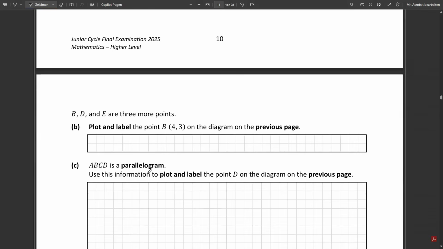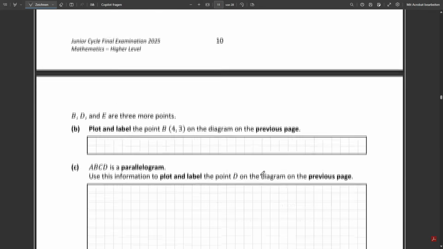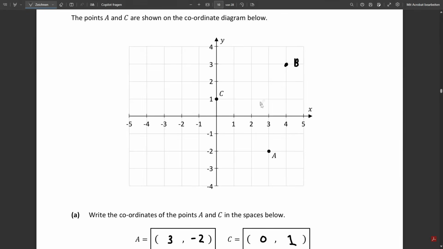ABCD is a parallelogram. Use that to plot and label D. Okay, so one way that could be a parallelogram is if the point was down here, but obviously that's not really on the graph. Another way it could be a parallelogram is if you think A up to B down to C, then you can kind of imagine that D would be down here. So you have to look at the relationship. Remember, the sides are going to be parallel, so it's going to be the same slope.